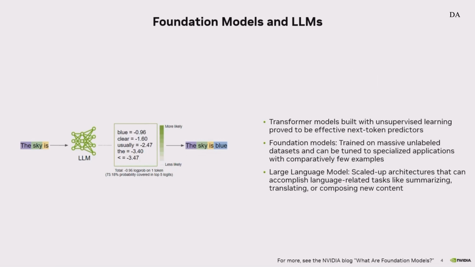They are called foundation models when we pre-train them like this on unlabeled data sets, and they can be tuned later to a bunch of specialized applications. And some of those might be what we talked about earlier, the traditional natural language processing tasks. Or it can learn general or other domain-specific knowledge, or it can perform new tasks with few or no examples. So in that case, the large language model is a scaled-up architecture that can perform a lot of various language tasks like summarizing, translating, even composing new content. And that's what gives it its generative name.